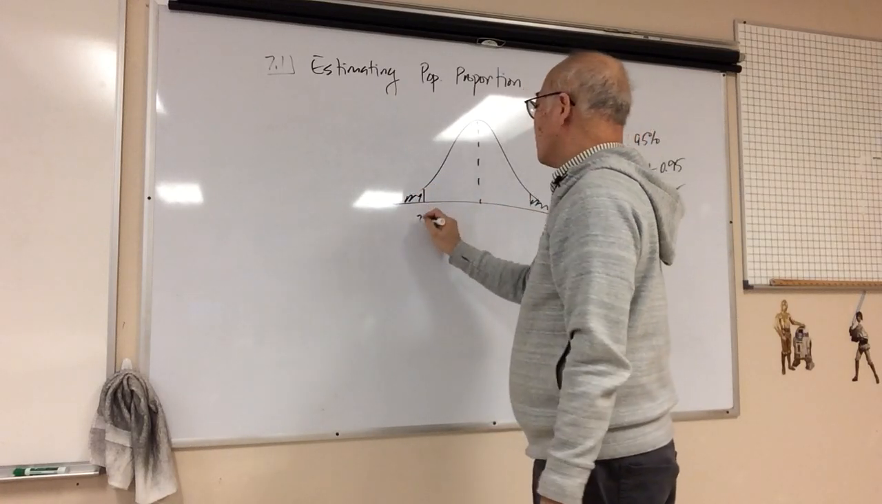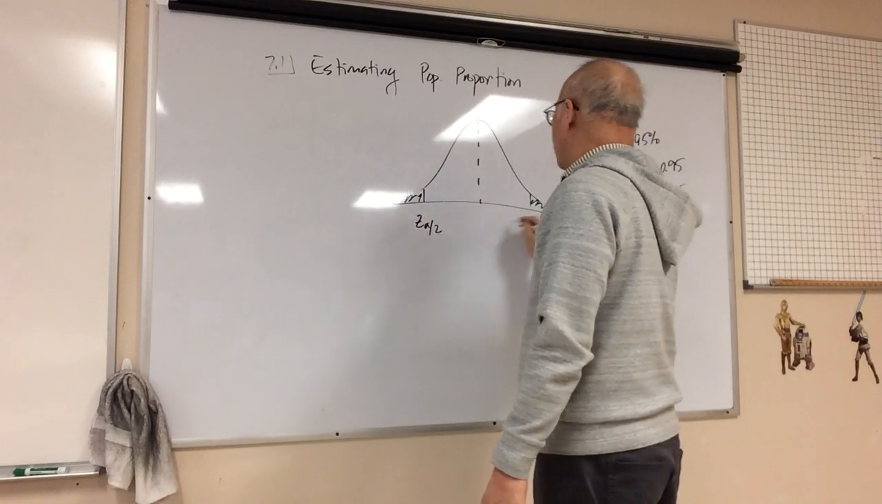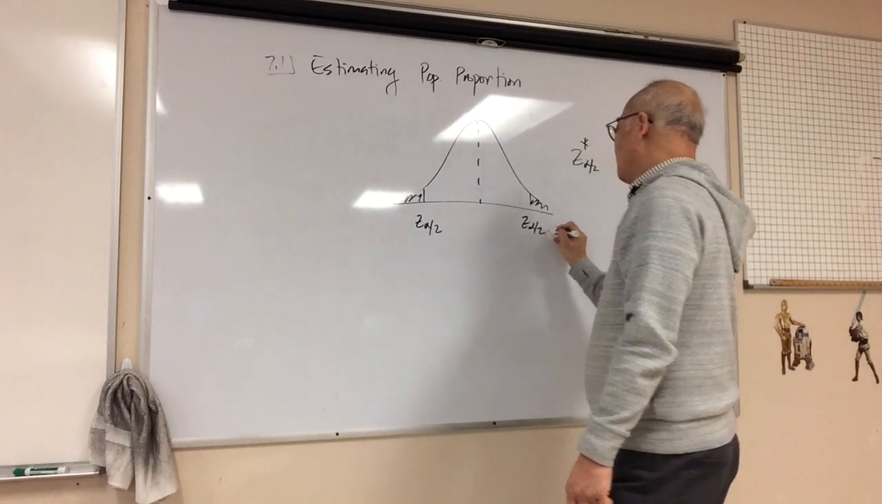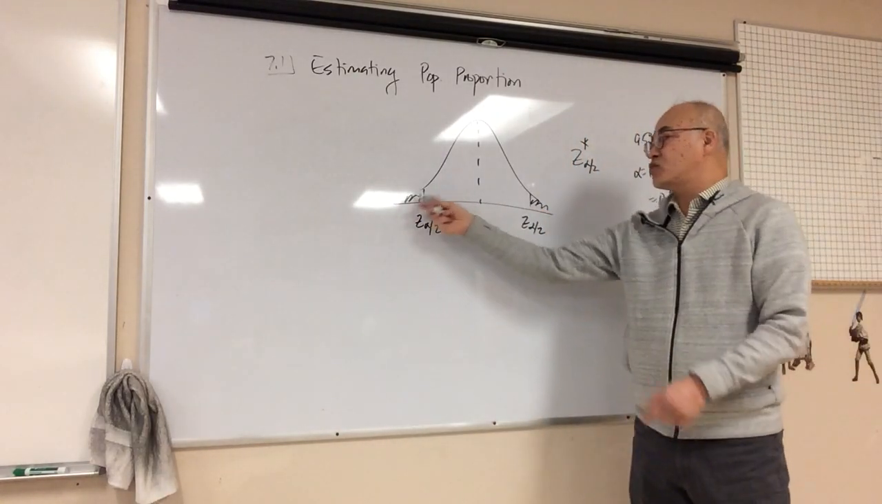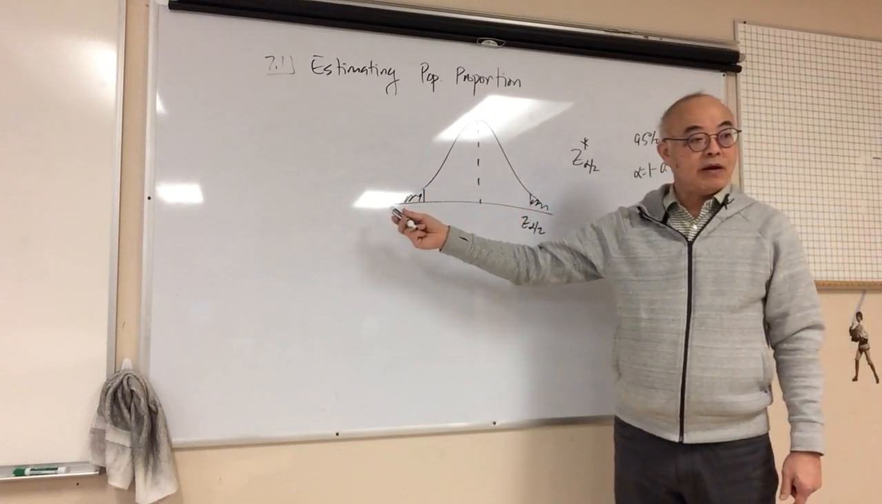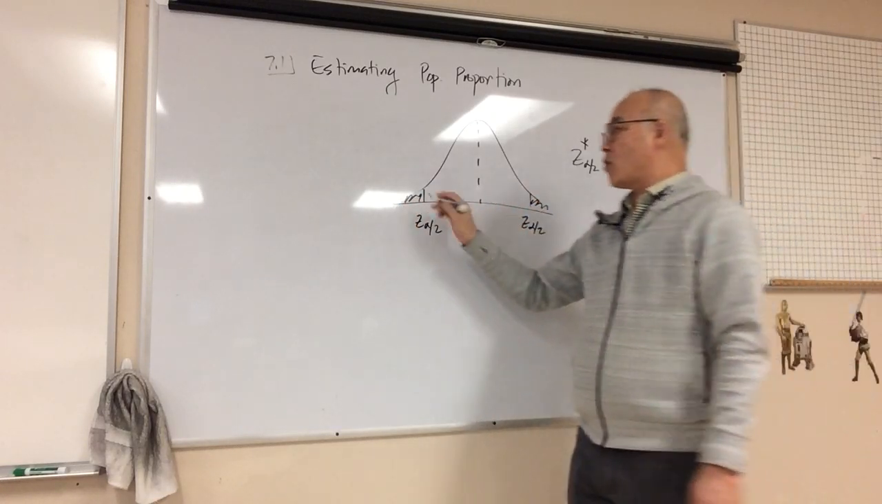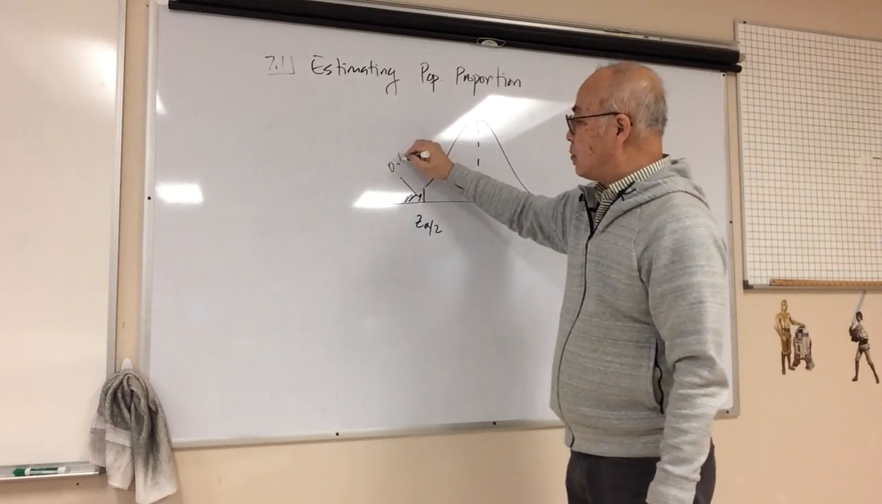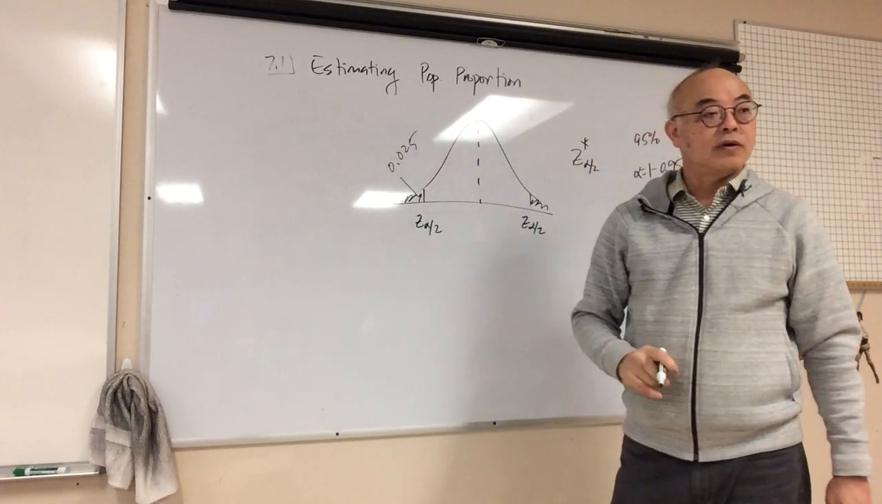these two here, this is a z-score. And I add these two together, what would I get? I would get 5%. Therefore, this here is going to be 0.025. Does that make sense?